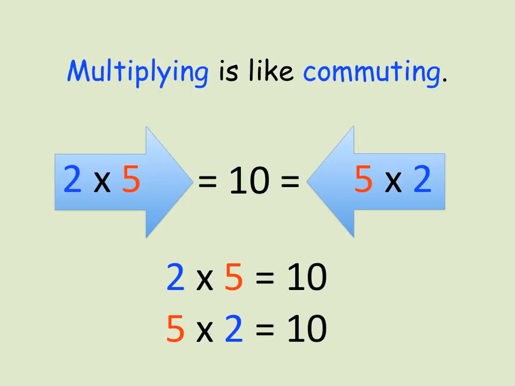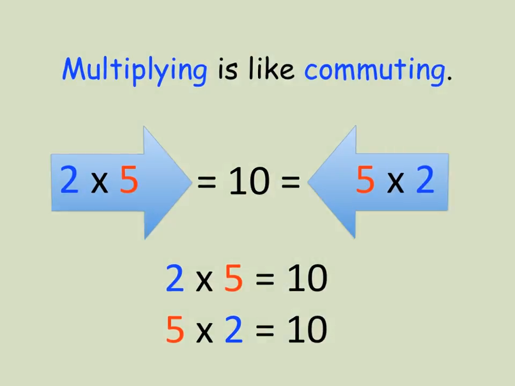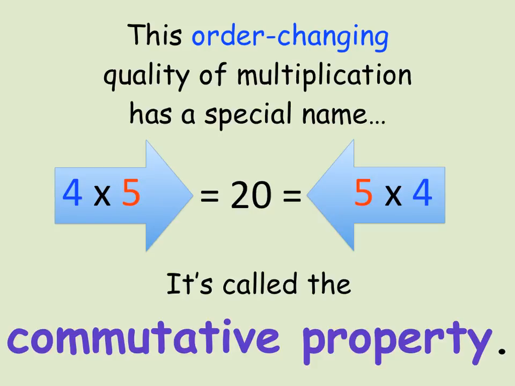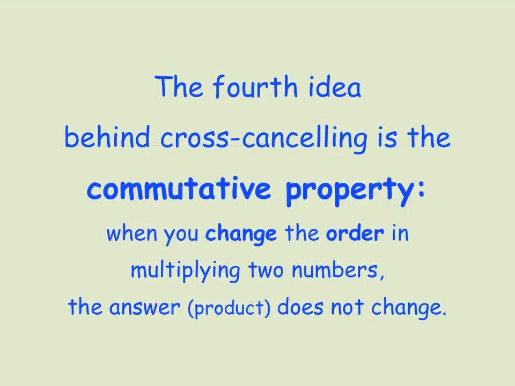Multiplying is like commuting. 2 times 5 equals 10, but also 5 times 2 equals 10. If you change the order of the numbers, like 3 times 5 or 5 times 3, the answer is the same, no matter which way you go. This order-changing quality of multiplication has a special name. It's called the commutative property. The fourth idea behind cross-canceling is the commutative property. When you change the order in multiplying two numbers, the answer, also called the product, does not change.